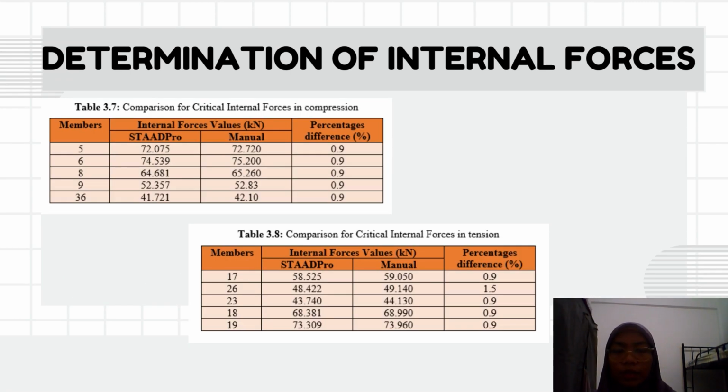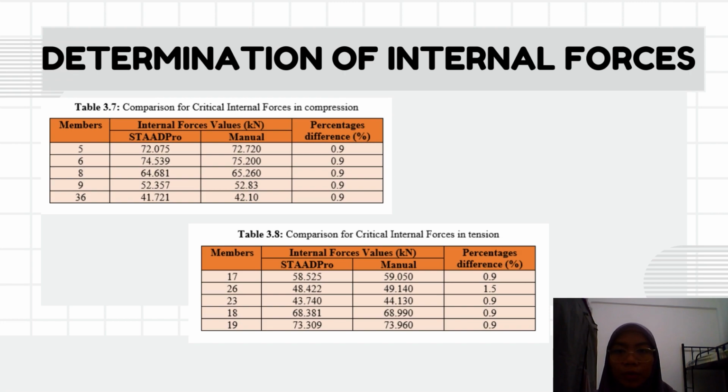Next, after we analyze both methods, which are the STAAD.Pro method and also manual calculations, we choose the top 5 on maximum load for the compression members and also tension members that act on the internal members. For compression members, we choose 5, 6, 8, 9, and also 36. For the tension members, they are 17, 26, 23, 18, and 19.